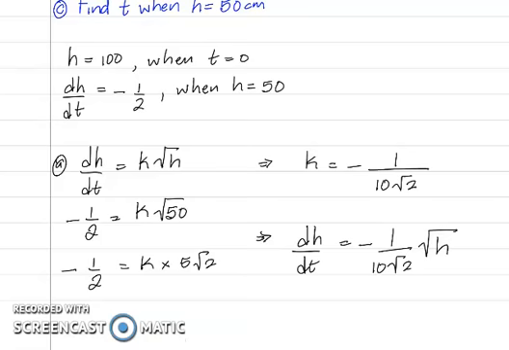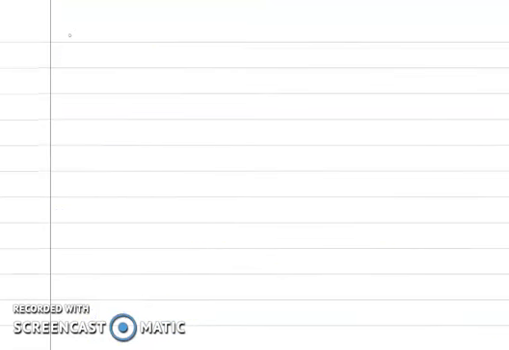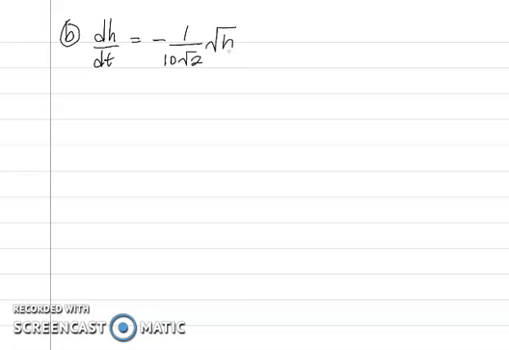Let's move on to B. At B, we're to find the general solution of the differential equation. The differential equation is dh/dt is equal to minus 1 over 10 root 2 times the root of h. I can change this to dh over the root of h, which is h to the 1/2 power, is equal to minus 1 over 10 root 2 dt.